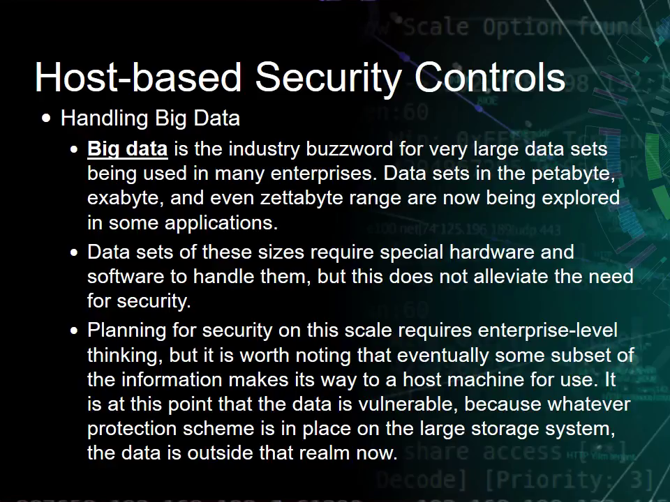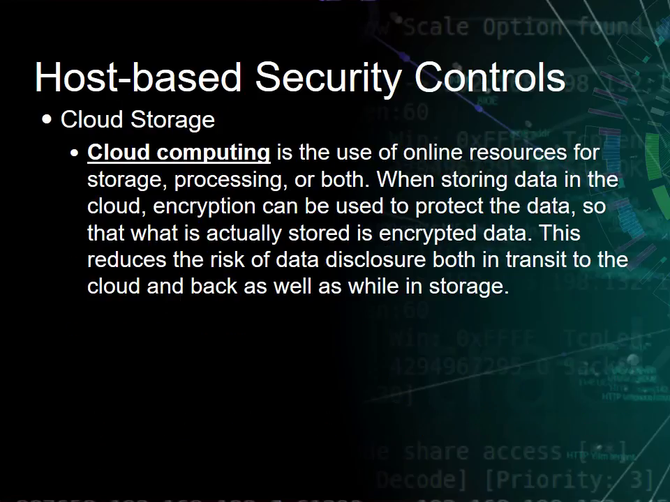Another big buzzword is the cloud. In this particular case in the book, we're talking about cloud storage and cloud computing. Cloud computing is the use of online resources for storage, processing, or both. When storing data in the cloud, encryption can be used to protect the data. So what is actually stored is the encrypted data, not the unprotected data. This reduces the risk of data disclosure, both in transit to the cloud and back, as well as in storage.